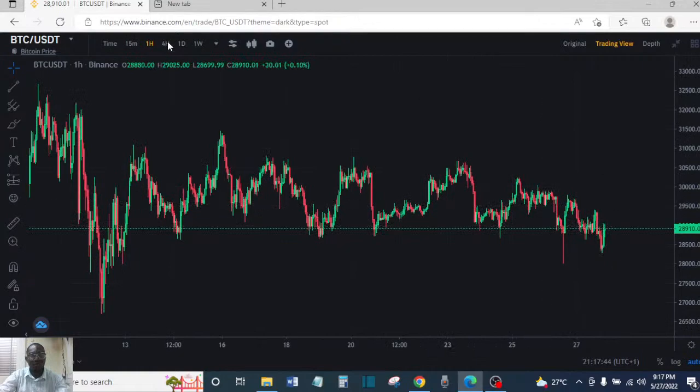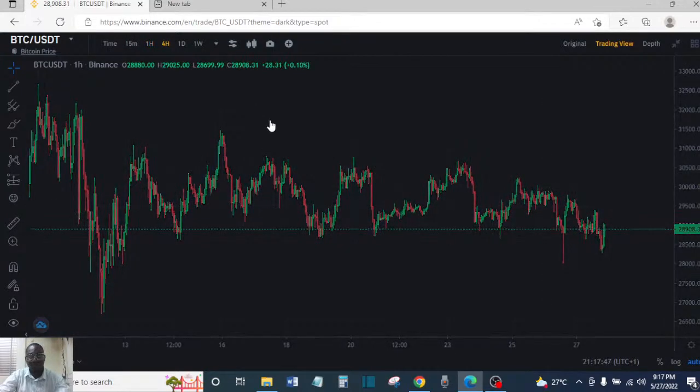Let me switch to the 4-hour chart so that we can make the candlesticks clearer.